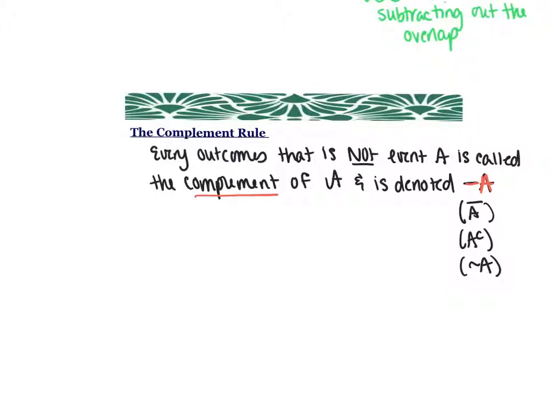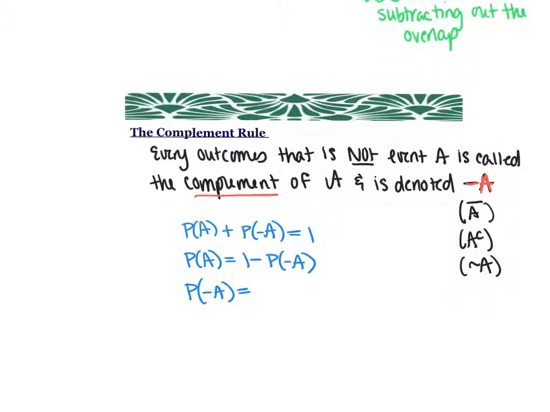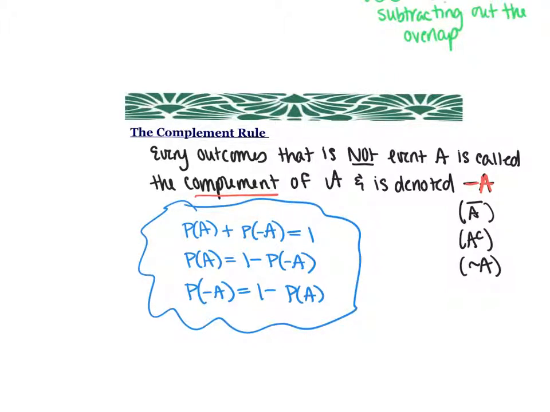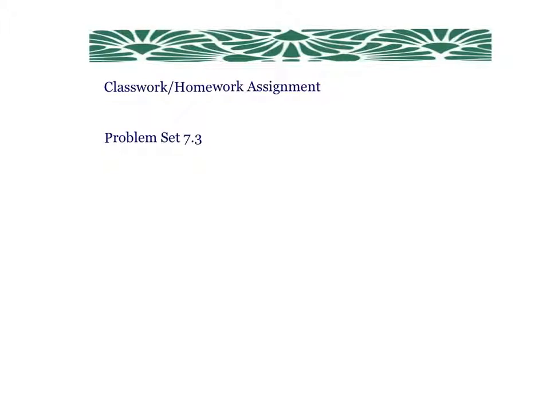So there are a few different ways that you can manipulate our rule, but our big rule is that the probability of A plus the probability of not A is equal to 1. And I can manipulate this however I want. I can say the probability of A equals 1 minus the probability of not A. I can say the probability of not A is equal to 1 minus the probability of A as well. Those are my big rules. All right, so now you are all set. You know unions, you know intersections, you know your complement rule, and you are ready to go to problem set 7.3.